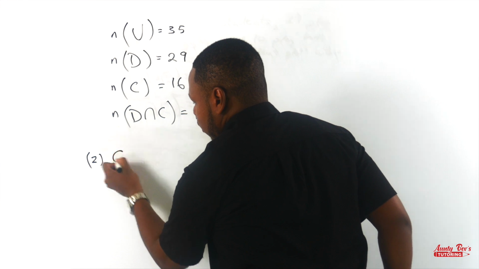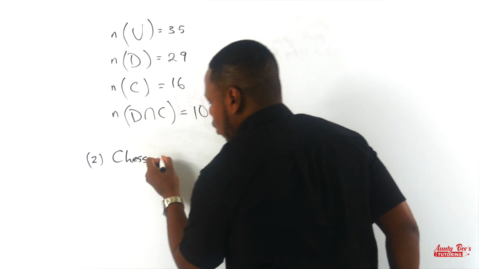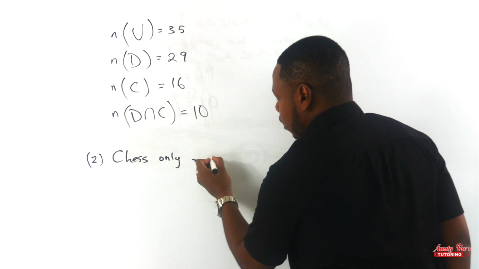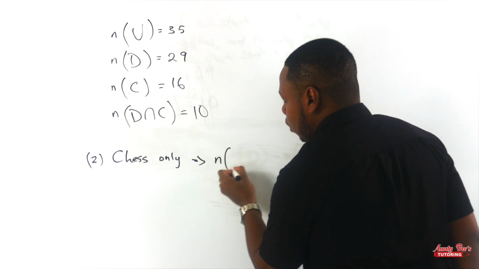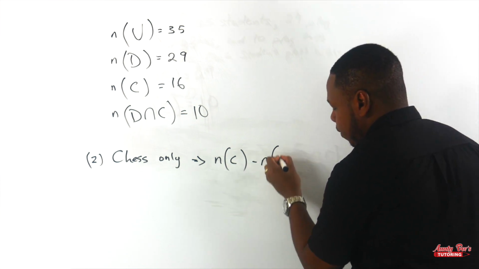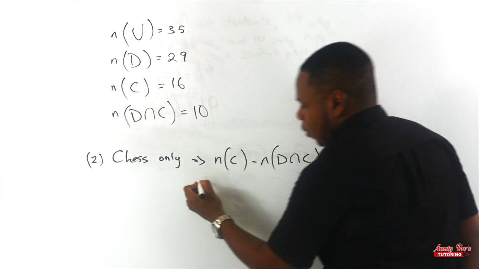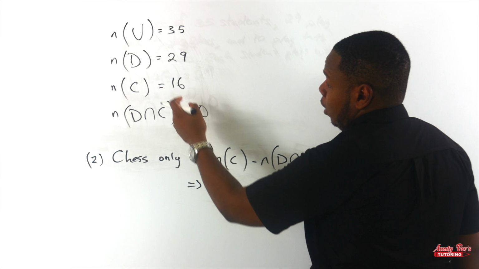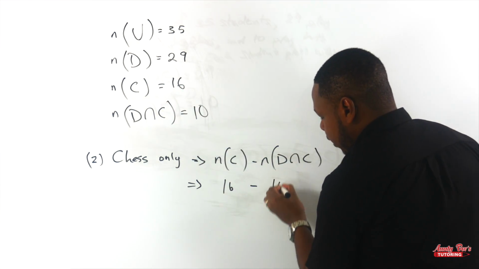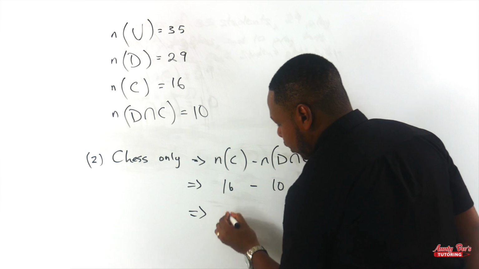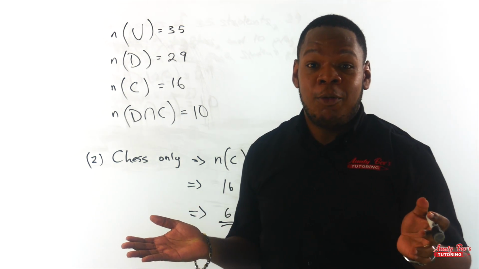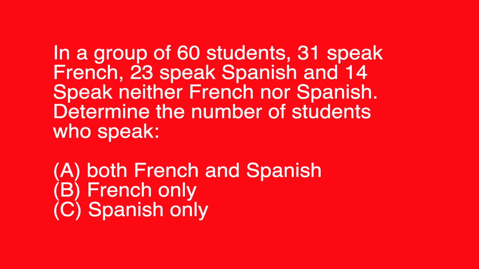Now let's do chess only. So that's chess only. Again, simply the number of chess minus the intersection, right? What's that? 16 minus 10. And what do we get there? 6. As easy as Sunday morning. Now let's look at another question.